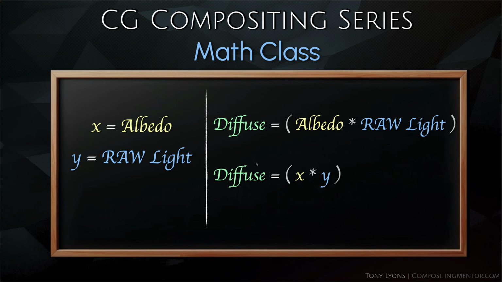But what if you only had the diffuse pass and one of these extra passes? How could you separate this out into their individual components? And we're about to go over that.